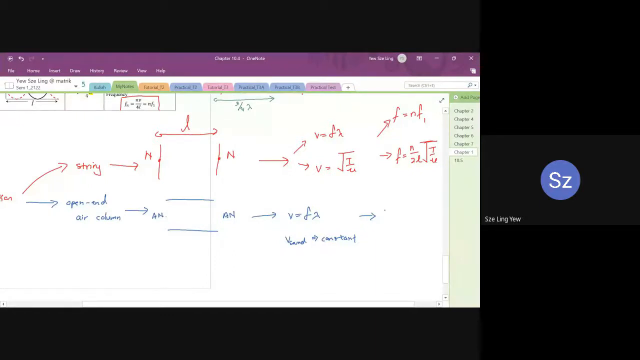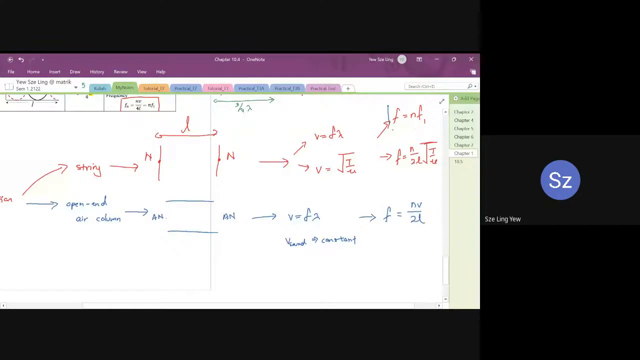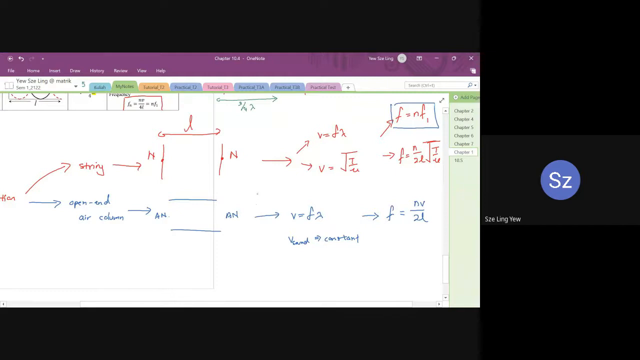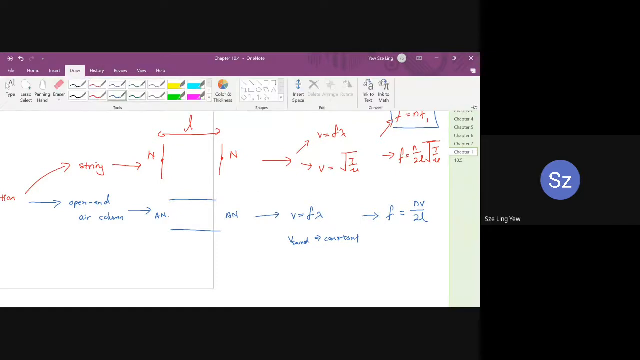f equals nv over 2L. This is the equation that can only be used in an open-end air column. So it is unlike the general equation, which can be used in all sorts of situations. Oh yeah, and of course you have to know the relationship between L and lambda.